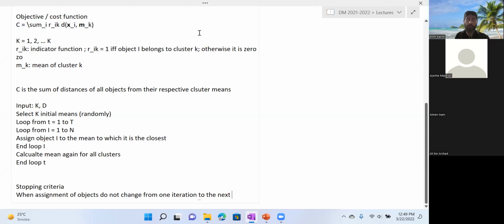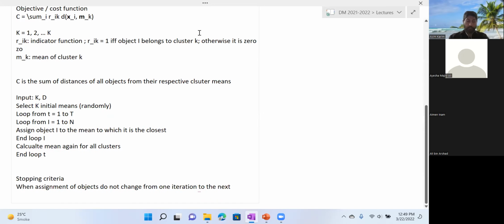Okay? So remember, we have n objects. So in iteration 30, let's say, those n objects were assigned to their respective means. Okay? In iteration 31, there was no change in assignment, meaning that all those objects were still assigned to the same clusters. If that is the case, then you can stop because there is no change in the clustering. Okay? So that is one stopping criteria that you can use.